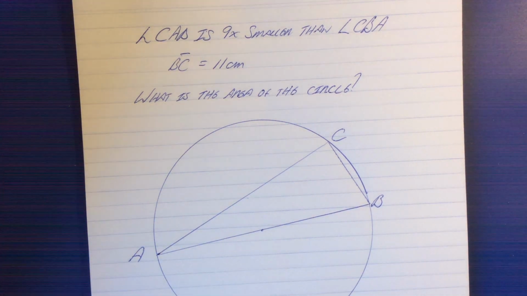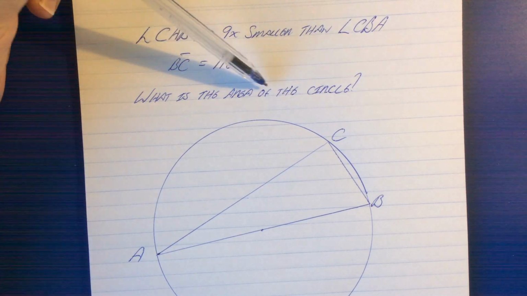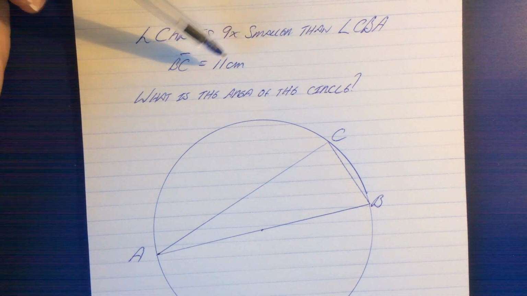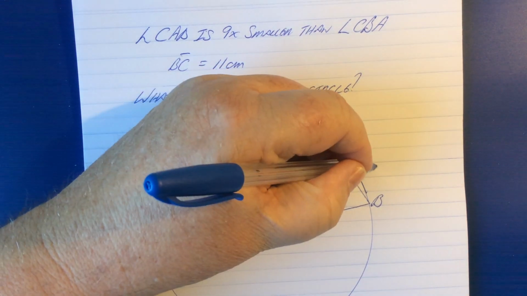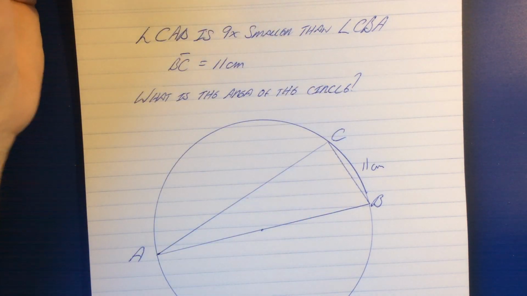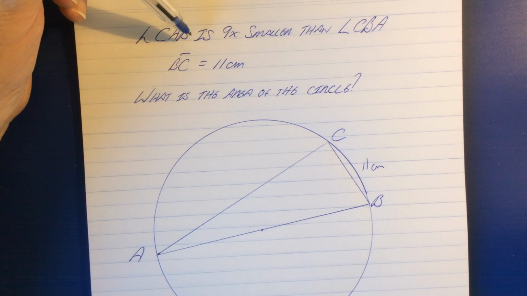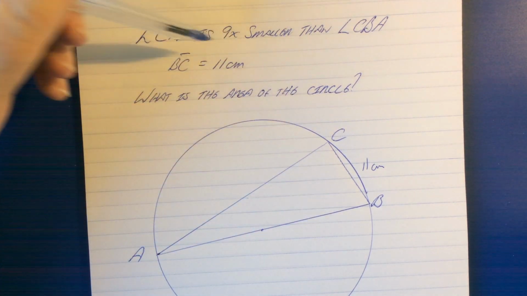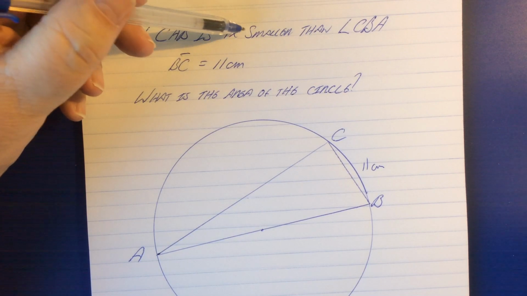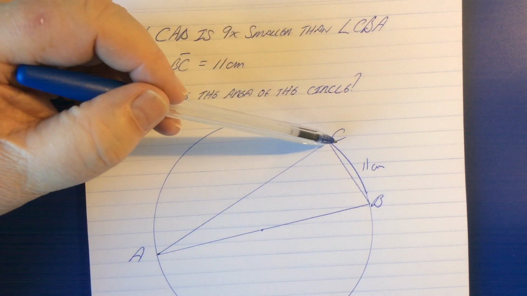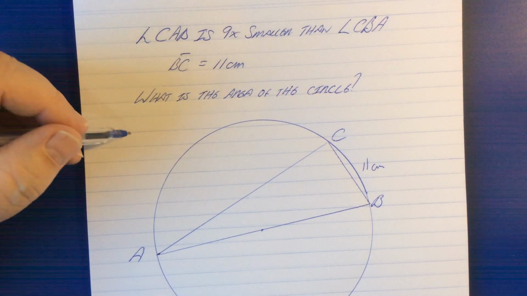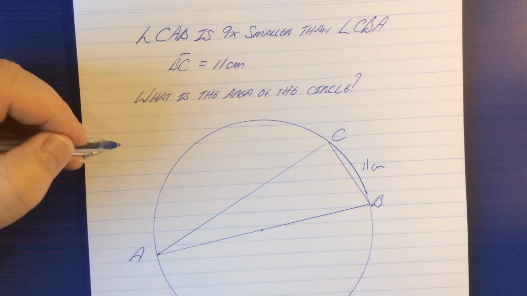And today our question is, what is the area of the circle? Now we're provided with some information. We're told that B to C is 11 centimeters. We're told that the angle CAB is 9 times smaller than the angle CBA. So let's see what we can do with that.